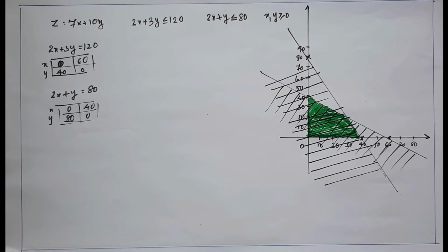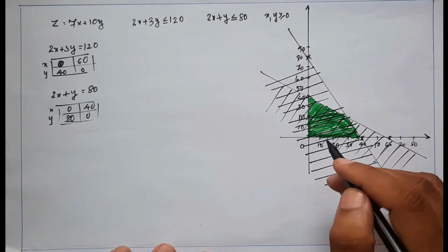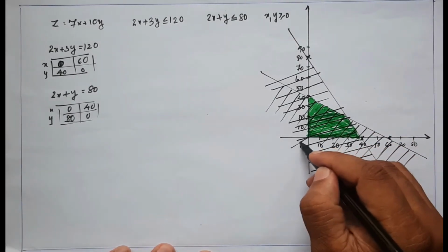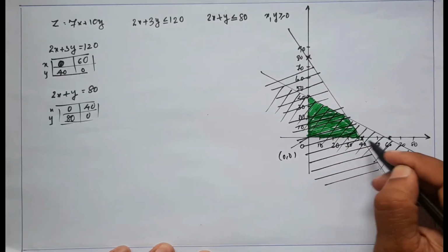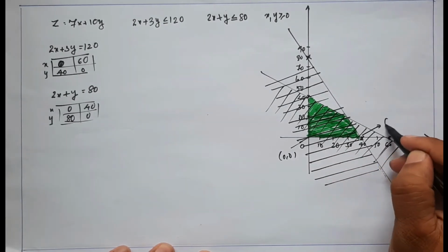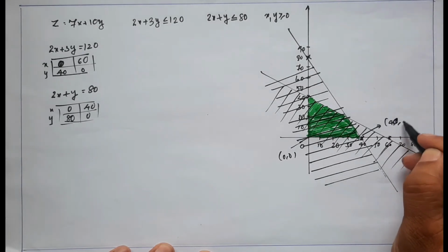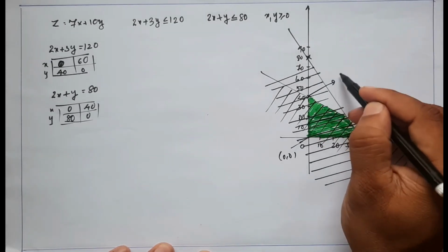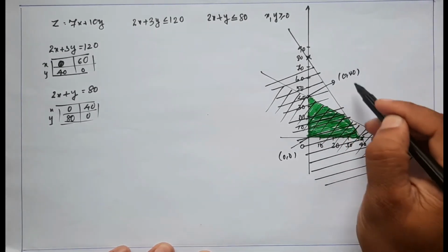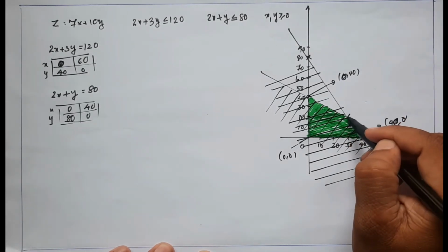It's a feasible region. Now we have to find the maximum or minimum. Now we find the maximum value. For finding maximum value, first of all we collect the corner points. Here the first corner point is already known, 0, 0. Here the corner point is 40, 0, and this point is also 0, 40. Now we find this corner point.